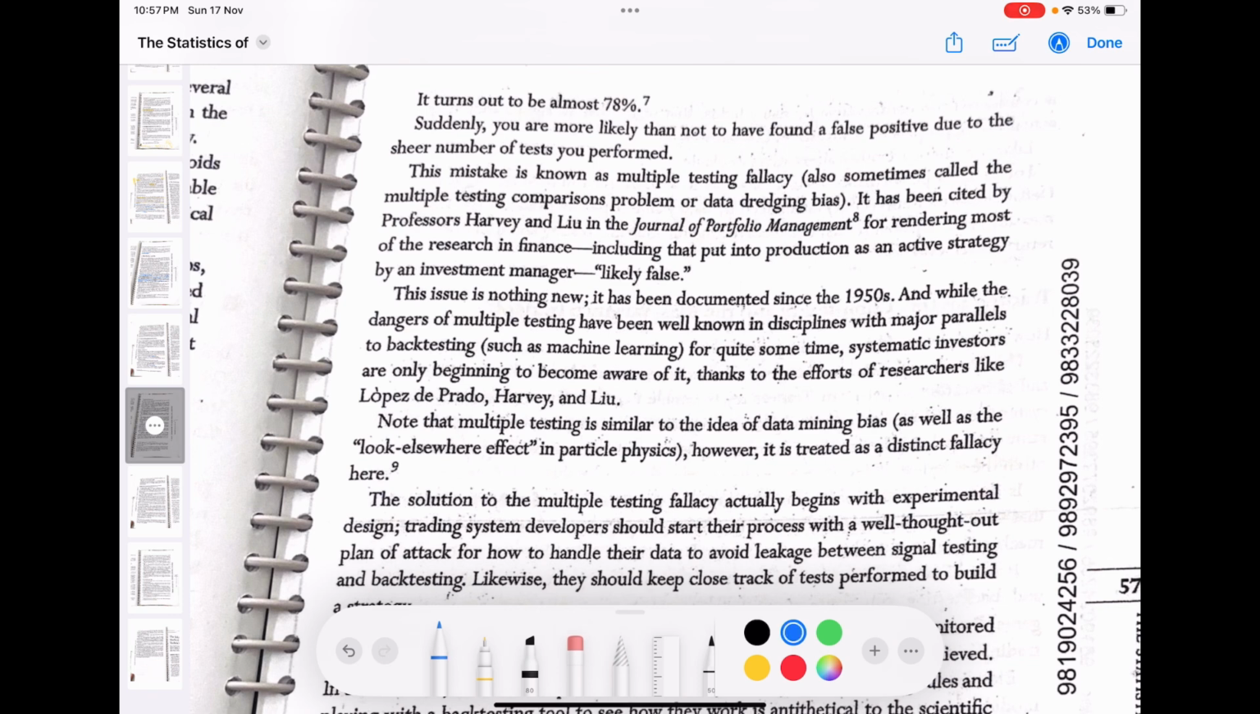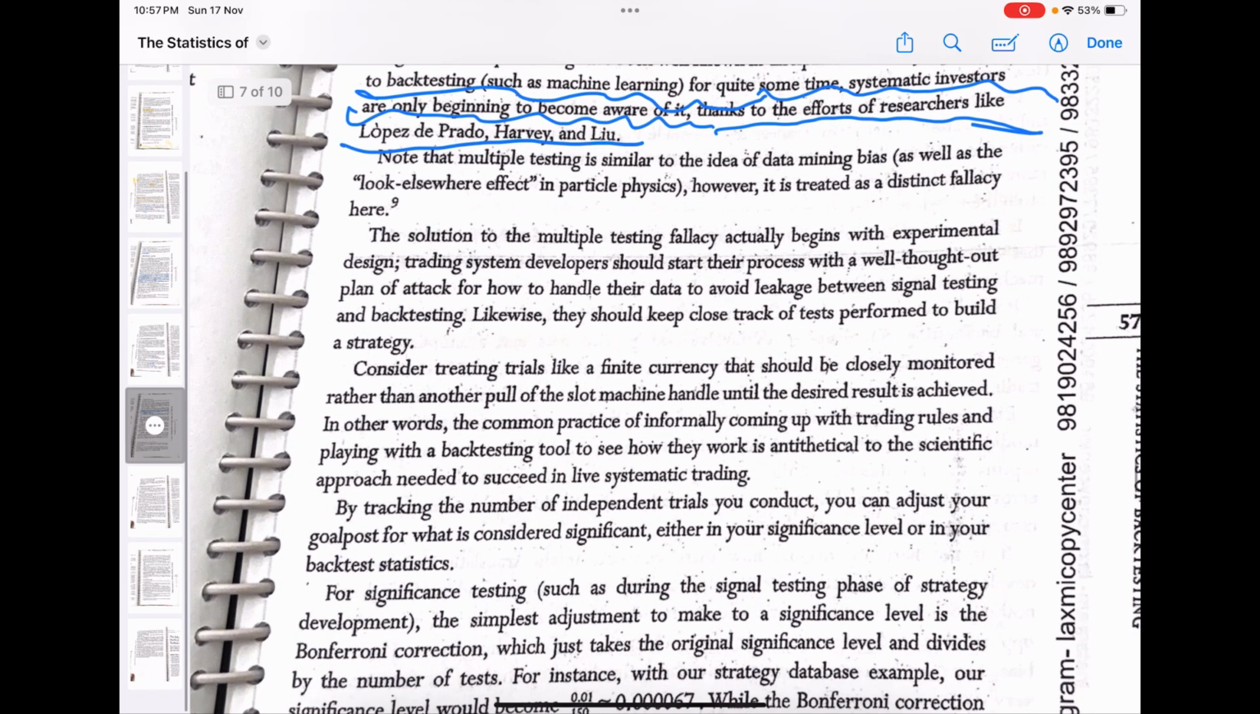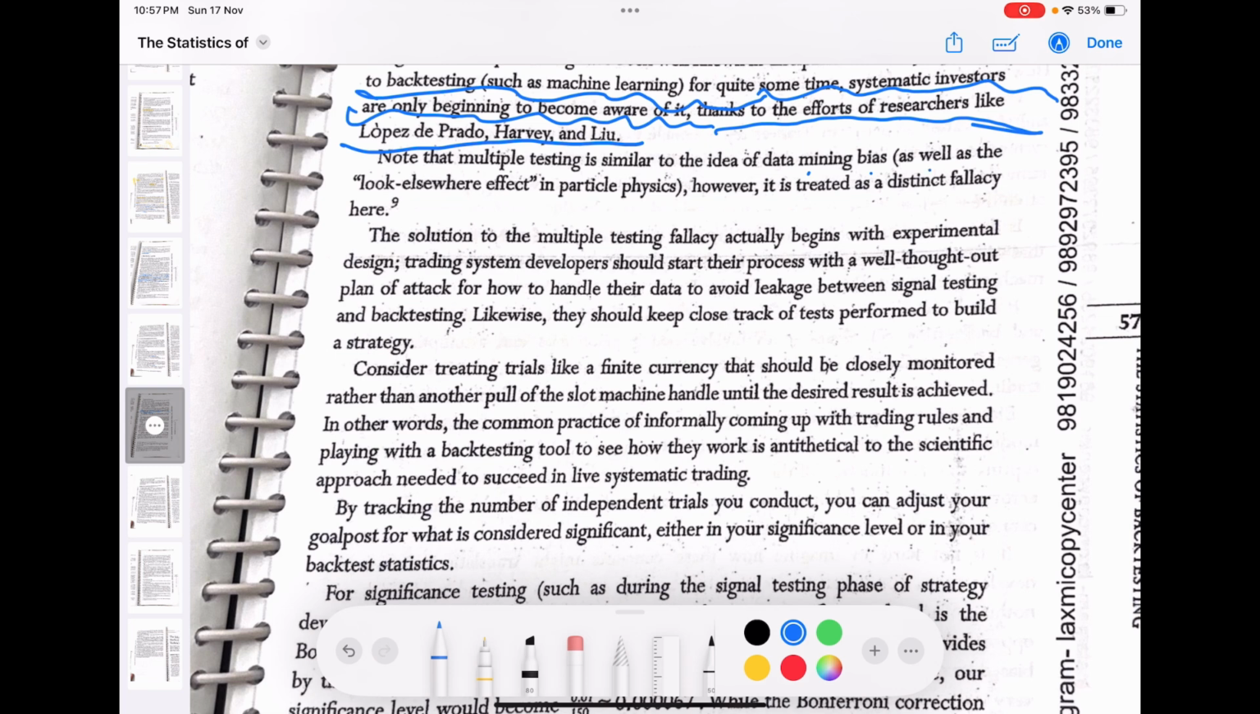The issue is nothing new. It has been documented since the 1950s. And while the dangers of multiple testing have been well known for quite some time in disciplines with major parallels to backtesting, such as machine learning, systematic investors are only beginning to become aware of it, thanks to the efforts of researchers like Lopez de Prado, Harvey, and Liu. Note that multiple testing is similar to the idea of mining bias as well as the look elsewhere effect. The solution to this multiple testing fallacy actually begins with experimental design.